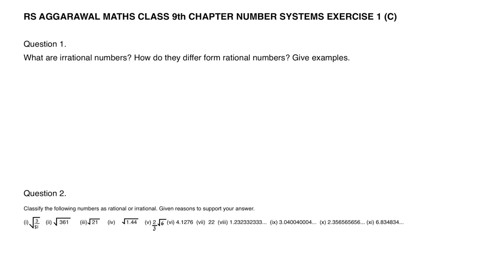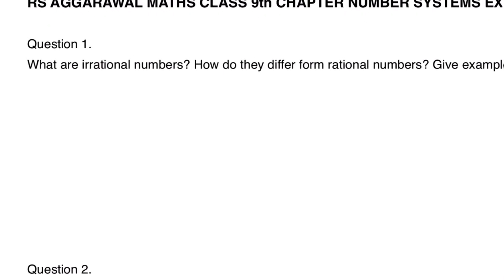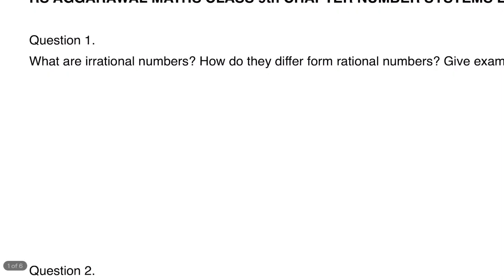In this video, we are going to solve RS Aggarwal for class 9, chapter Number System, exercise 1C. So, the first question is, what are irrational numbers? How do they differ from rational numbers? Give examples. First, the definition of rational numbers.